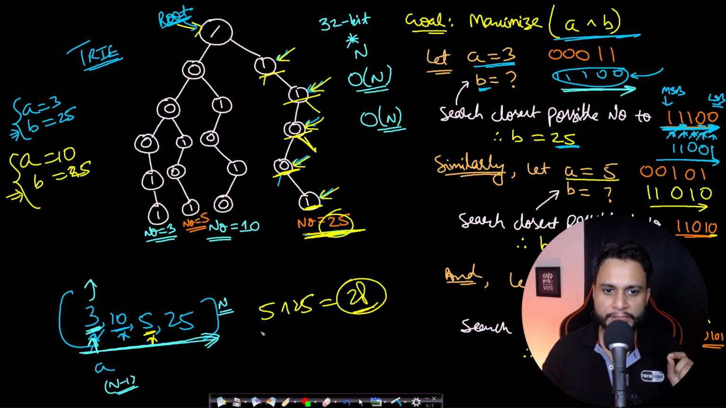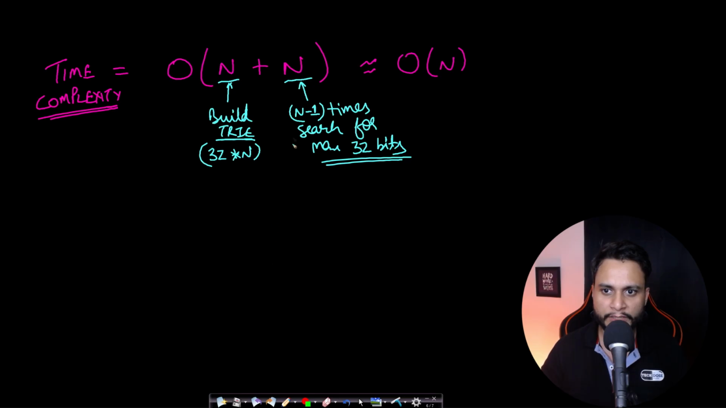In order to apply this solution, you need to know all the operations on trie. So you can watch my video. So the time complexity is order of n.